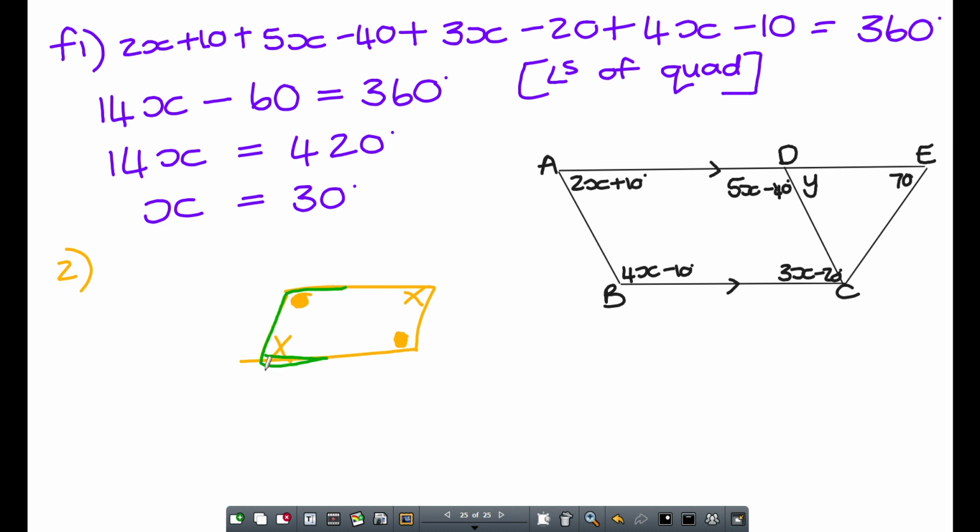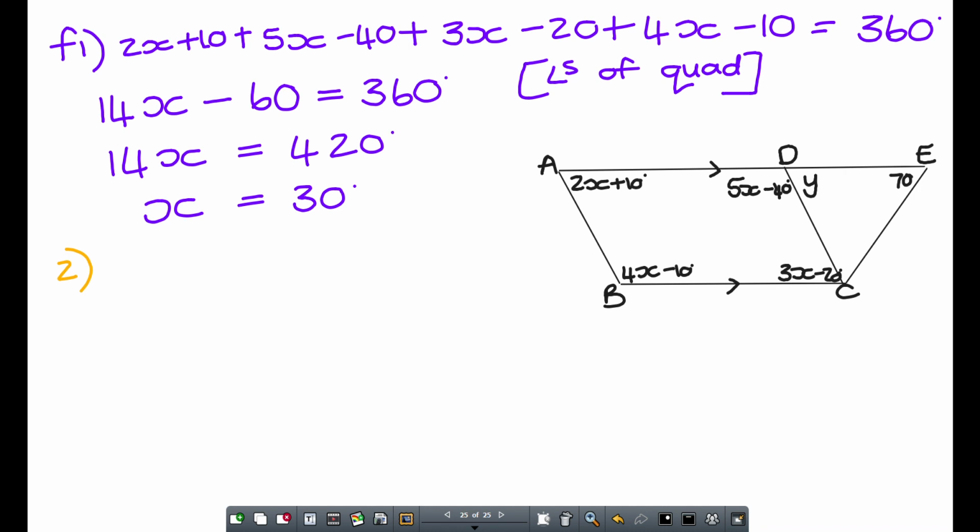Co-interior. If I add those two angles, they must be equal to 180. Or I can add this one and that one, and they must be equal to 180. Or I can add these two, and they must be 180. That's the U, co-interior. So you could have used any one of those. You want to make the U?